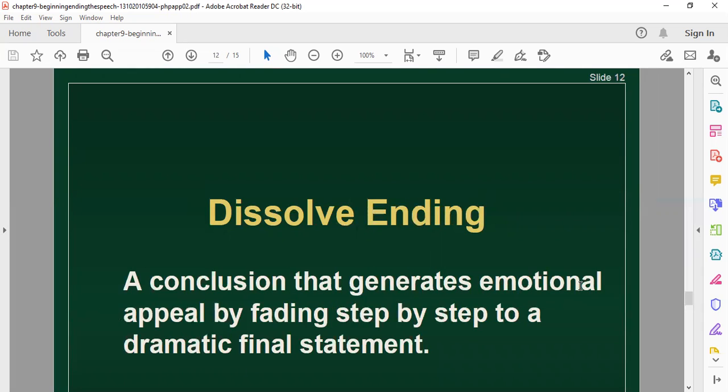Then we have the dissolve ending. You might understand the word dissolve already, when you put something in water, some kind of sugar or other material, and it starts dissolving. That's where it has been taken from. So it's a conclusion that generates emotional appeal by fading step by step to a dramatic or final statement. The speech fades away slowly and gradually.